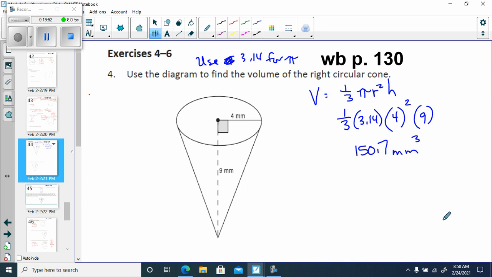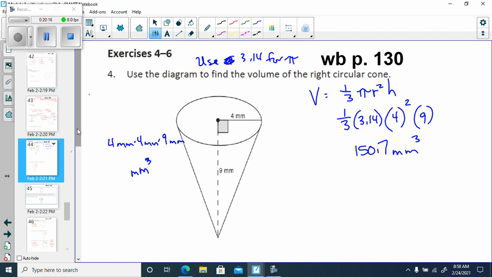Okay. If you're not sure, think about this, guys. In here, what we did, we multiplied 4 millimeters times itself twice, and then times 9 millimeters. So you multiplied millimeters by themselves 3 times. So that's millimeters to the 3rd power. Okay?